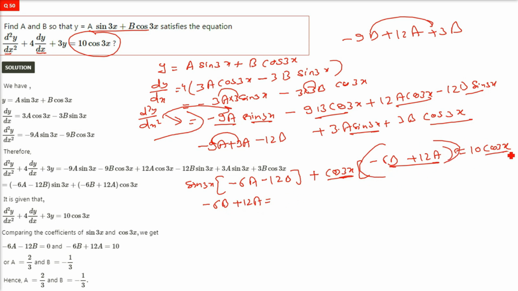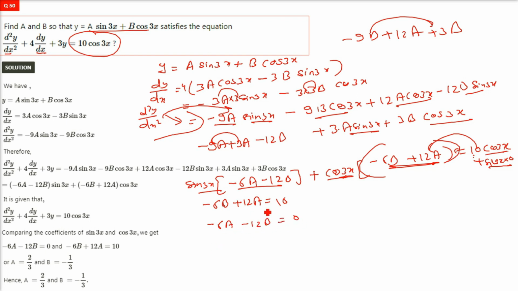So it is negative, sir. Remember, there is a slight thing which I am going to change. Minus 6a minus 12b is equal to 10. Minus 6b plus 12a is equal to 10. And minus 6a plus 12b equals 0.